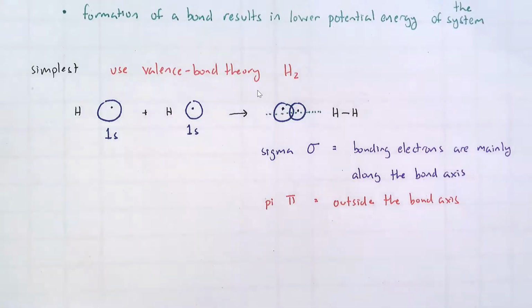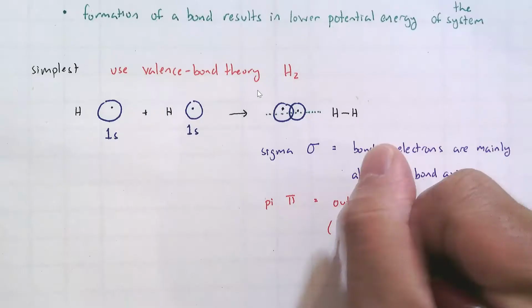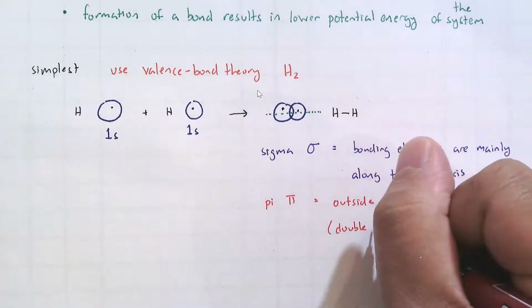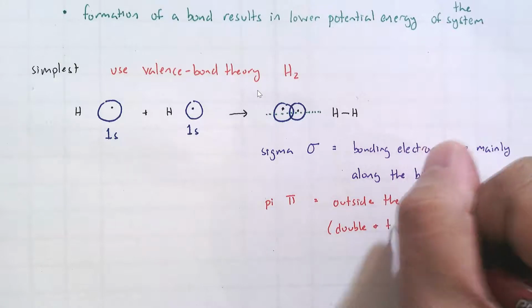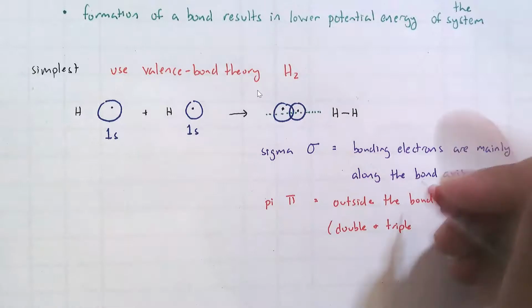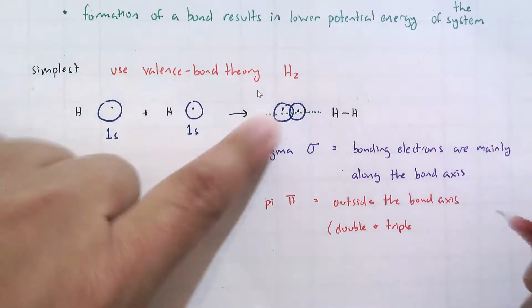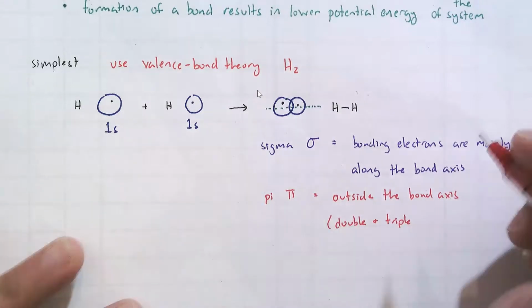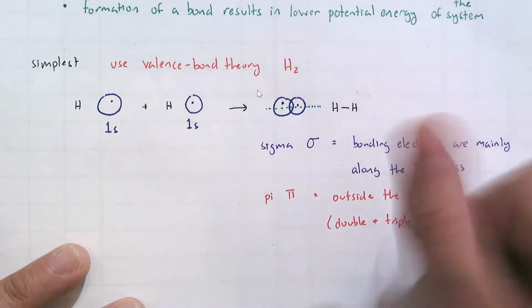Okay. And they occur in double and triple bonds. So in this video, we're not going to look at double and triple bonds. We're mainly concerned about sigma bonds, or single bonds. All single bonds are going to be sigma bonds. That's another rule of thumb you could have.